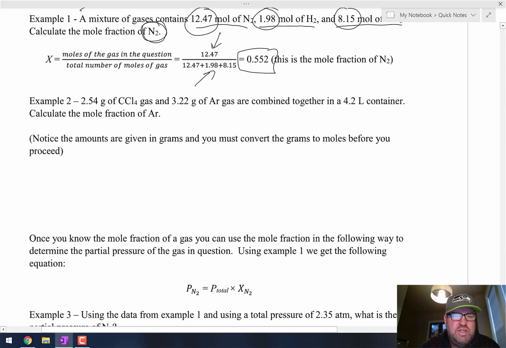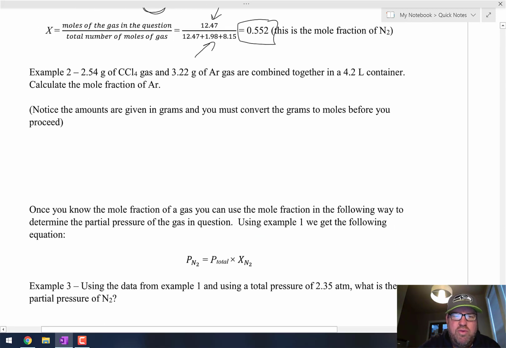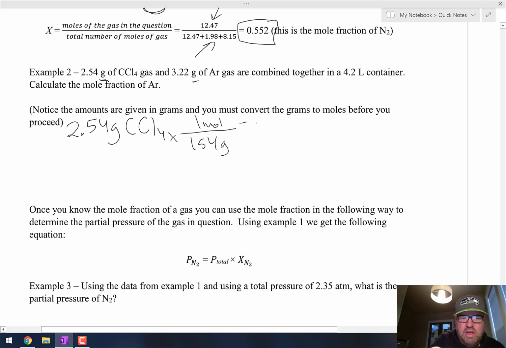Example number 2 says 2.54 grams of CCl4 and 3.2 grams of argon gas are combined together in a 4.2 liter container. Calculate the mole fraction of argon. Notice in this case they give you grams in the question, so you have to convert those grams to moles. So we're going to take 2.54 grams of CCl4. The molar mass of CCl4 is 154 grams in 1 mole. So I'm going to take 2.54, divide by 154, and that equals 0.016 moles of CCl4.